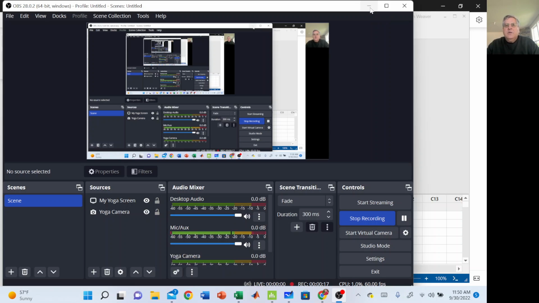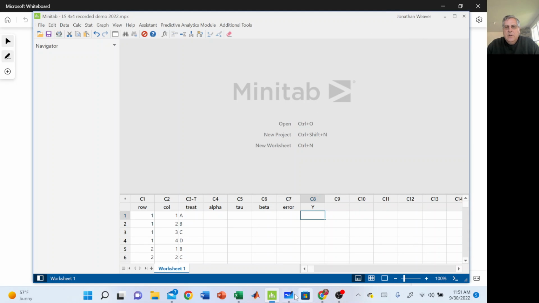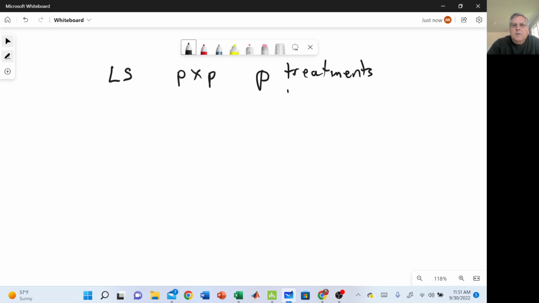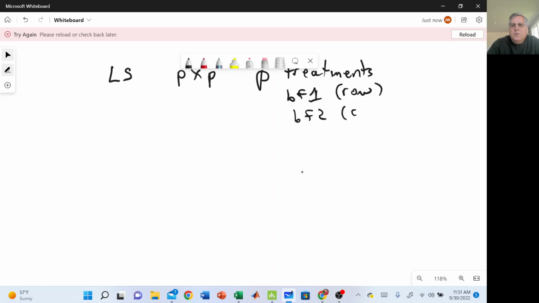And as long as I'm trying all this recording stuff, let me give you a little more help understanding the Latin square model, I hope. So I hope you'll recall Latin square. P by P means I have P treatments, and I have P block factor 1, which we'll call rho, 1 blocking factor. And I actually have a second blocking factor 2, which we'll put in columns.